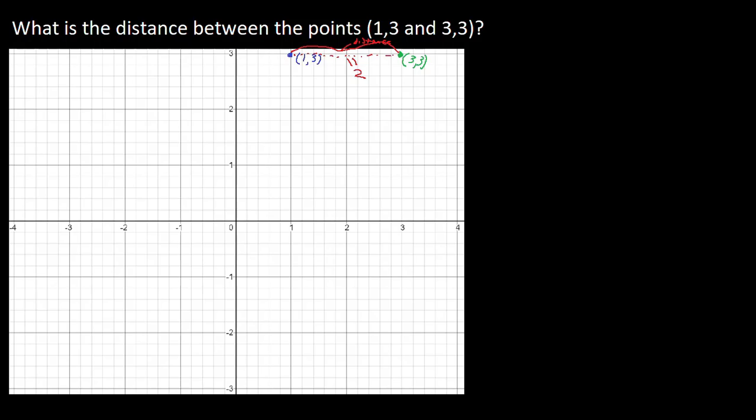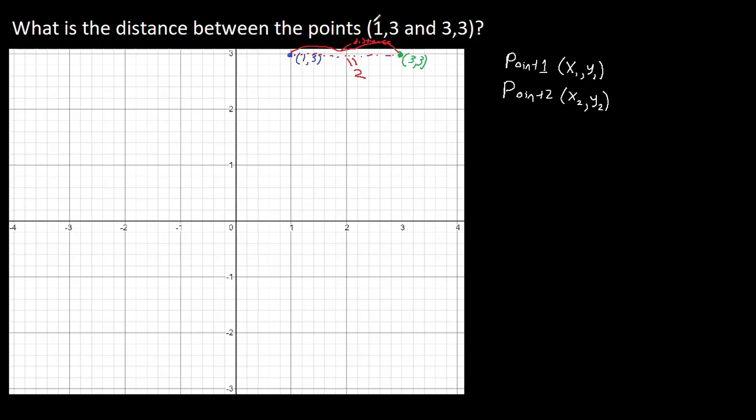Well, what I want to do really quickly is define some terms here. So we'll have point 1, and we're going to define point 1 as (x1, y1), and we're going to have point 2 as (x2, y2).